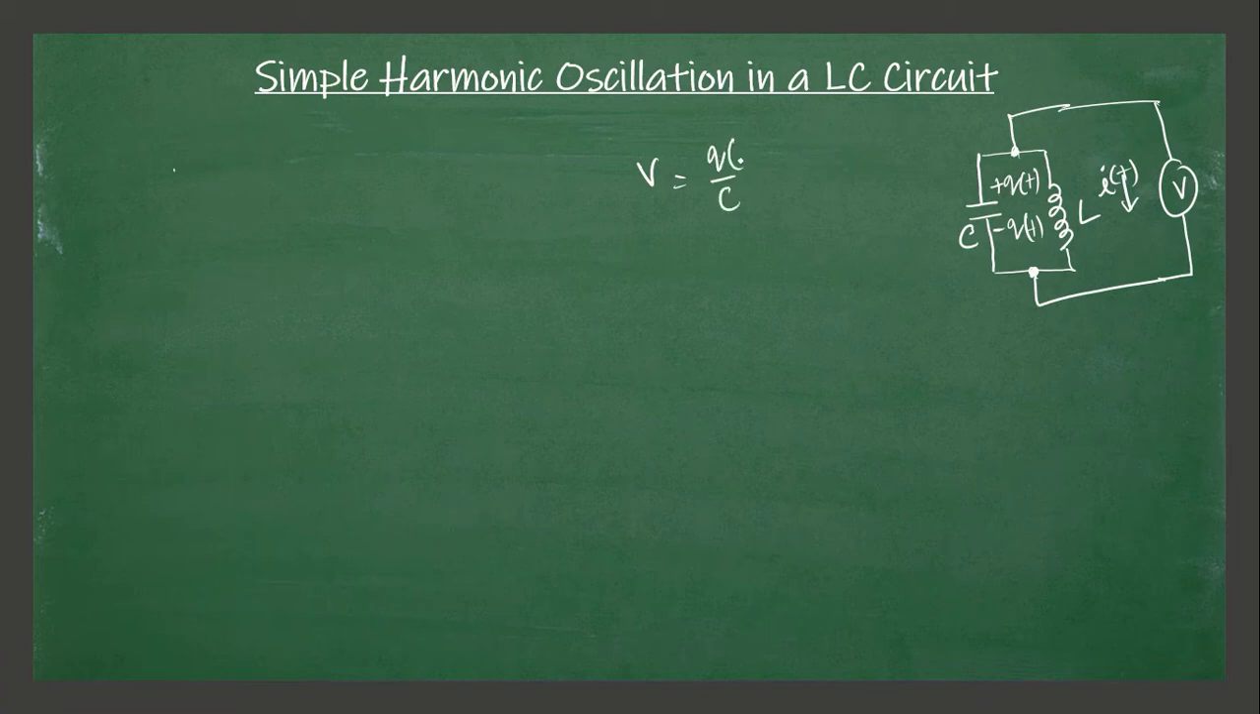Remember, this Q is a function of time. So this is the voltage difference across the capacitor, and the voltage difference across the inductor is L, rate of change of current with respect to time. That is L times di/dt. Now here the current is also a function of time. Now as they are connected in parallel, between these two points the potential difference is equal. So we can write them down as equal.